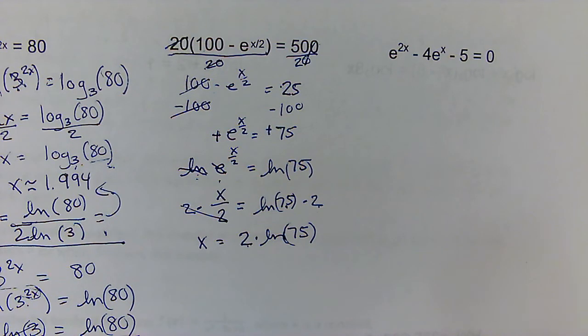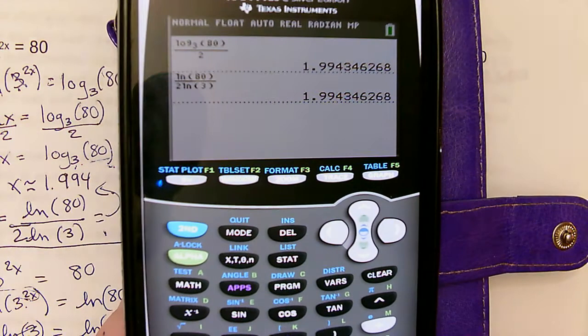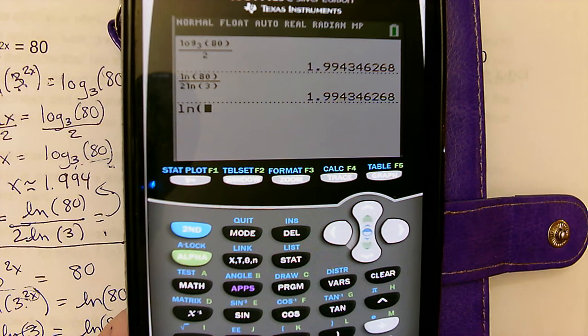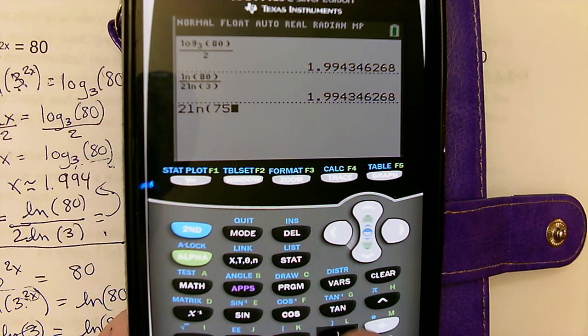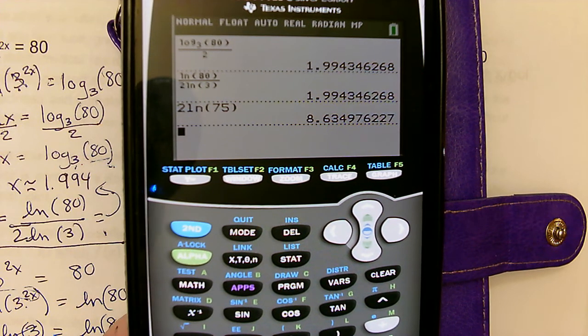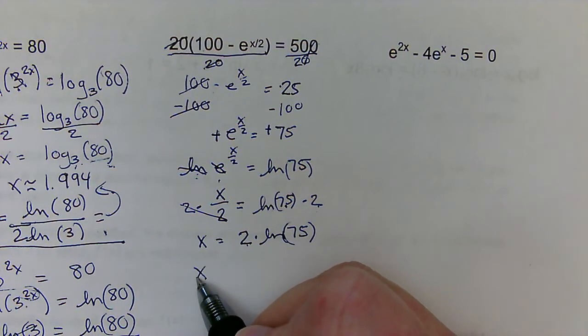So if we wanted to know what that was as a decimal answer, we'd put, sorry, got to get the 2 first, 2 times the natural log of 75. And that is 8.635, rounded to 3 decimal places.